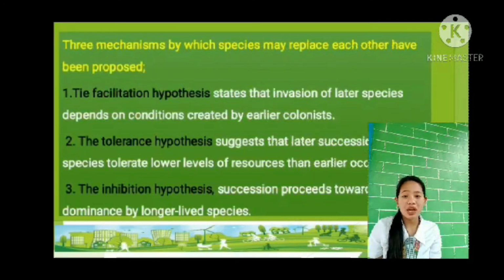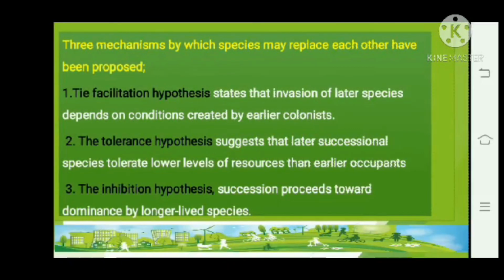Changes within the structure and function of a community result from natural selection of individuals within the current environment. There are three mechanisms by which species may replace each other. First, the facilitation hypothesis. It states that invasion of later species depends on conditions created by earlier colonists. So here, succession proceeds because of the effects of species on their environment, the effect of the earlier colonists on their environment.